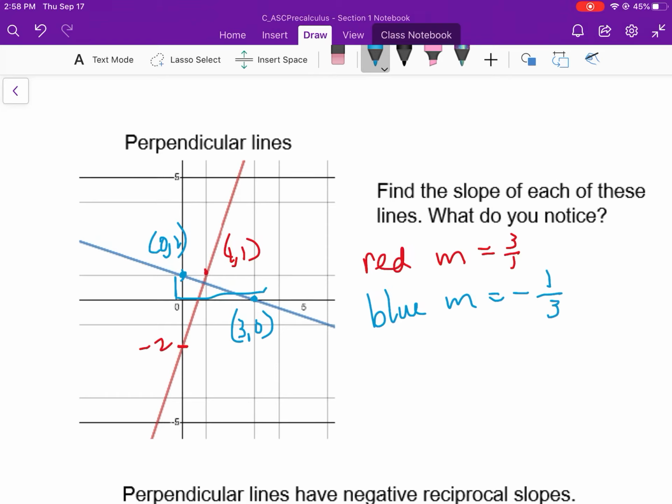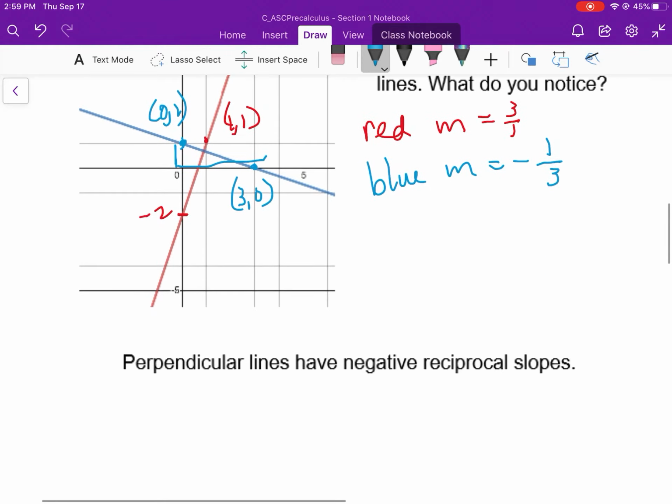So the red slope was 3 over 1, and the blue slope is -1/3. And you're like, oh yeah. You have to flip them and make it negative. So that's why I always call that negative reciprocal slopes. Okay, they're just negative reciprocal slopes.